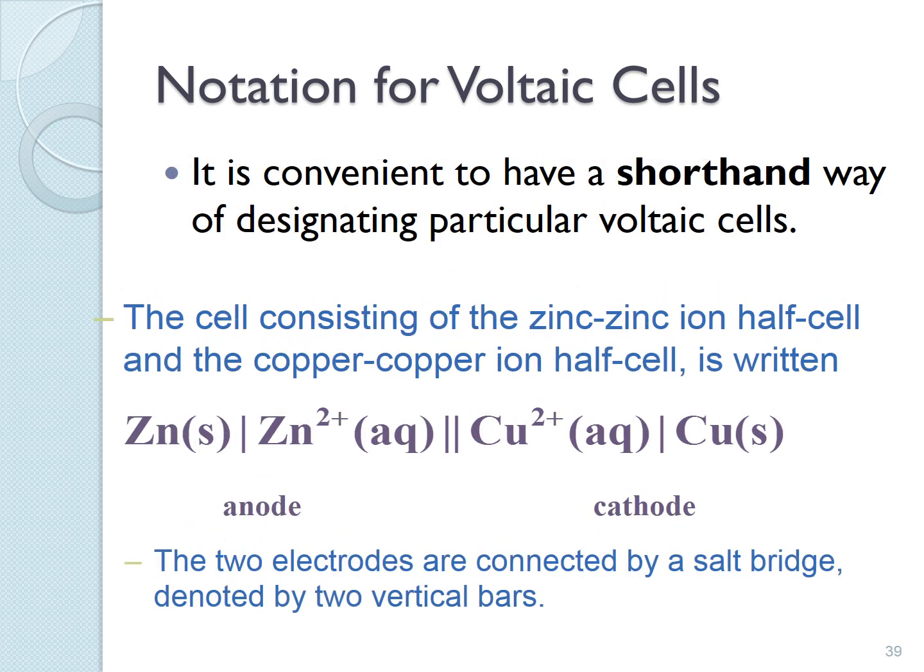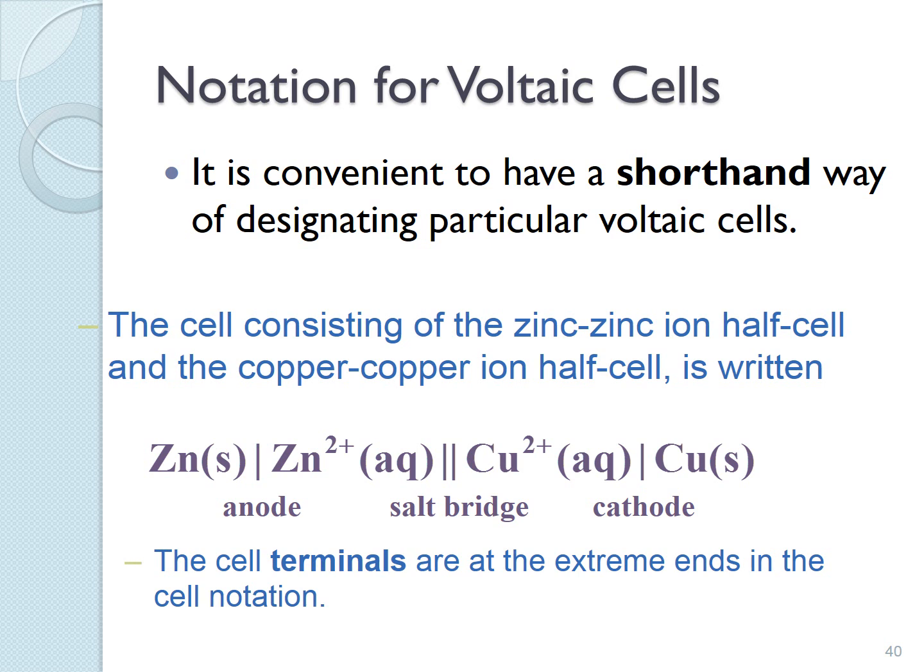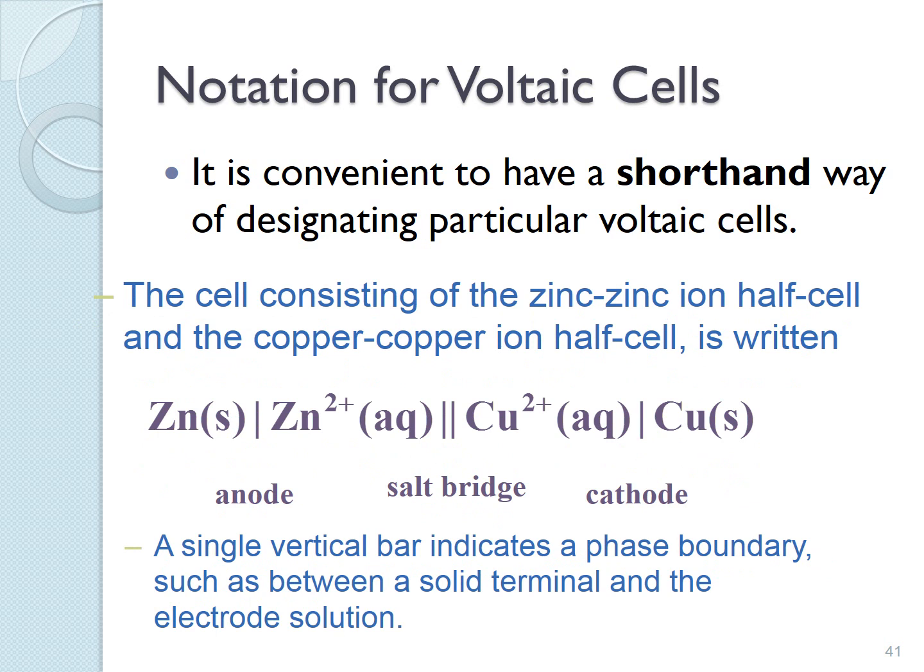Also notice that the 2 straight lines in the middle indicate the salt bridge that's connecting the 2. And the cell terminals are always at the extremes in the cell notation. So the anode, the terminals, which is where the solid metal is. And then we have a single vertical bar indicating the phase boundary between the solid terminal and the electrode solution. So those are the lines.